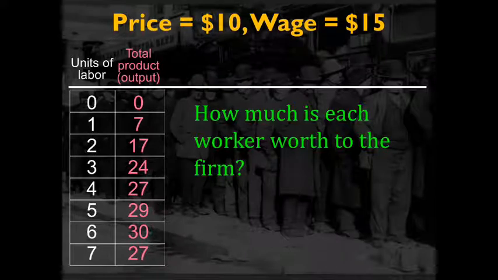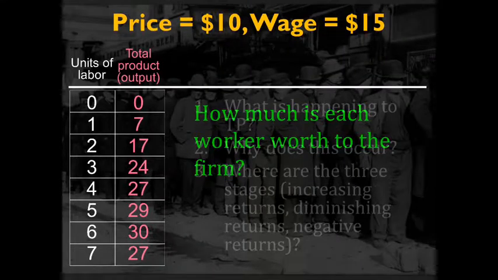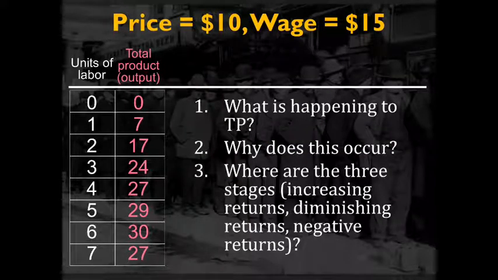All right, so how much is each worker worth to the firm? Well, you want to ask these questions. What's happening to total product? Why does this occur? And where are the 3 stages of production? Remember, increasing returns, diminishing returns, and negative returns.